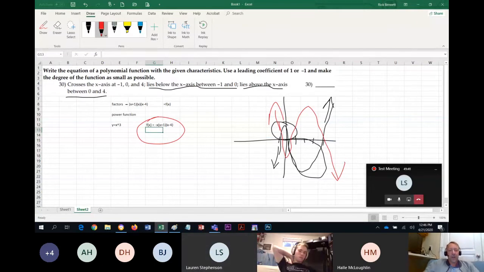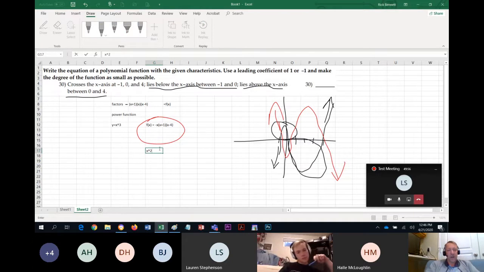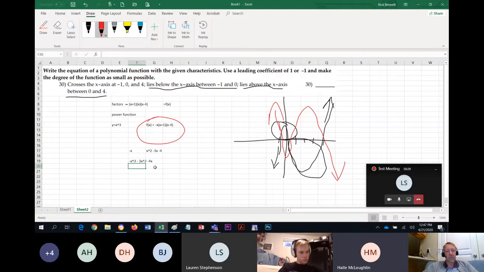Okay. Now if you FOIL that out, I'm going to do the x plus 1 and the x minus 4. So that becomes x squared minus 3x minus 4. And now I need to multiply that by my negative x. So when I multiply that through, that's going to give me negative x cubed minus 3x squared minus 4x. I think it's going to be plus 3x squared and plus 4x, right?